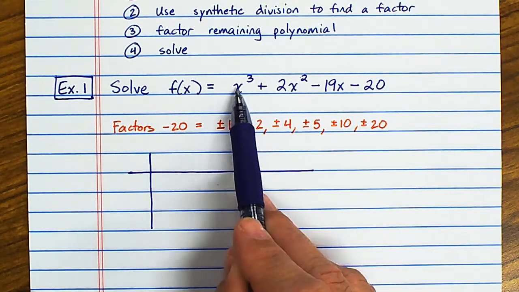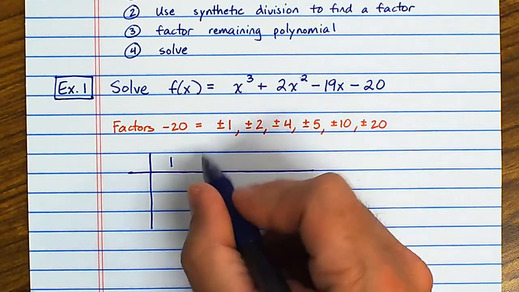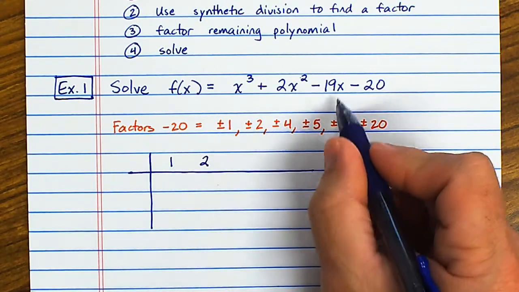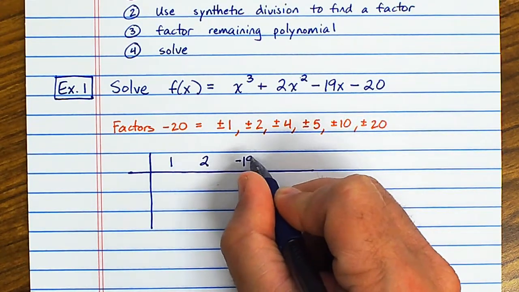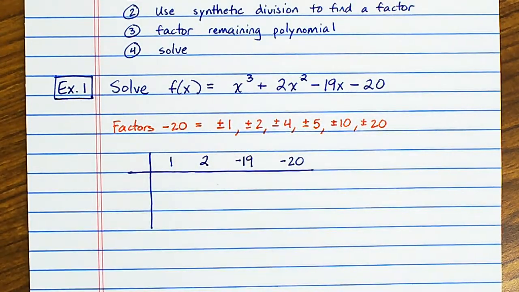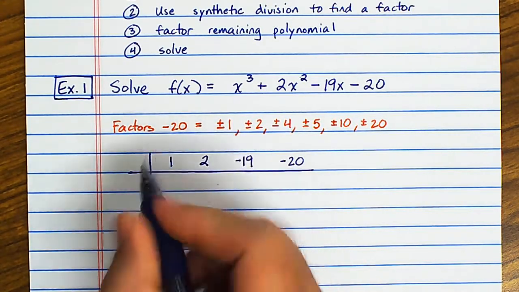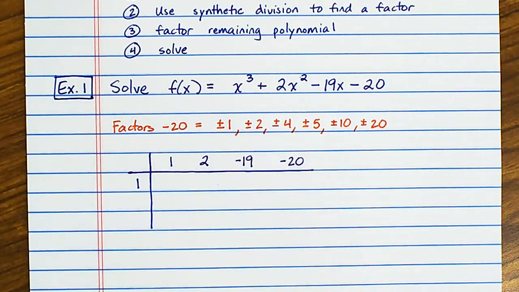So in front of x to the third, we have a 1. In front of x squared, we have a 2. In front of x, we have a negative 19. And then we have a negative 20. So you've got to be a rock star with synthetic division for this to work. So I'm going to start with the first one, which is 1, and I'm just going to put a 1 right here this time.